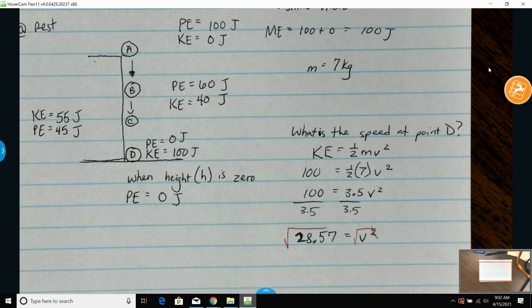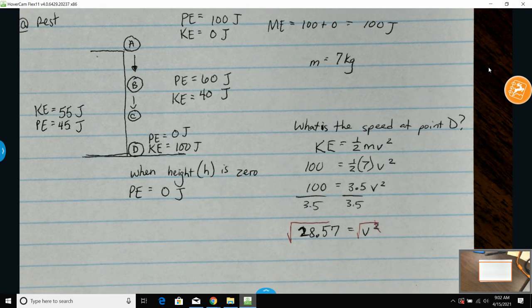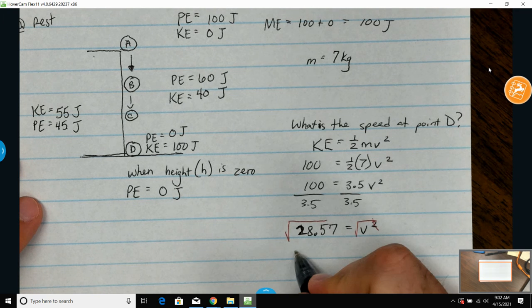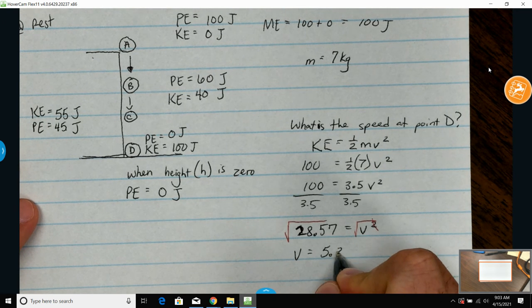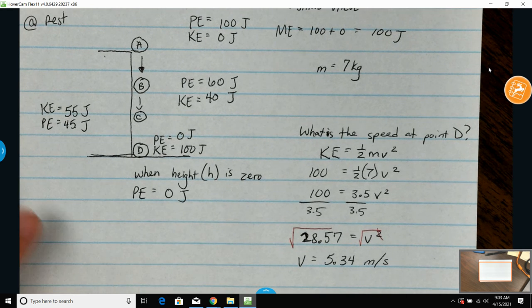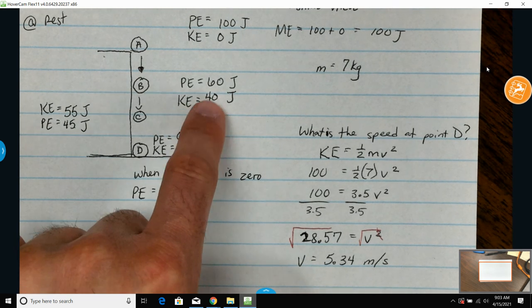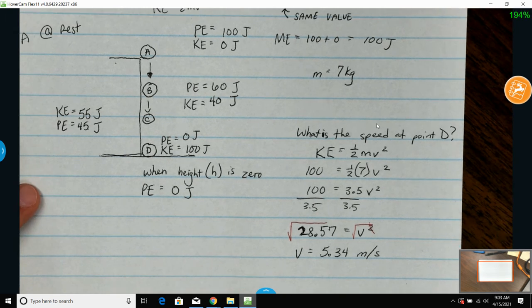So then I'm going to use my calculator. Square root. And this comes out to be approximately 5.34 meters per second. Now you could do the same exact thing at any one spot. So if you know what the mass is and the kinetic energy, you can just do this and figure out the speed or velocity. Okay? Now here's a really cool thing for potential energy.